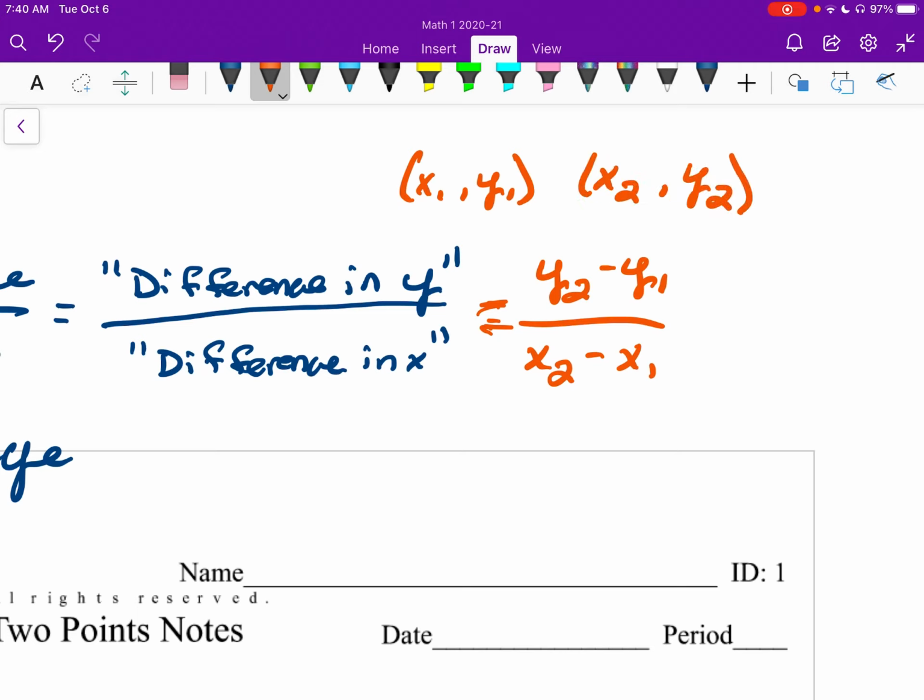So what this formula means: whenever you have the numerator there, y2 minus y1, it means how far apart are the y's. Another way of saying that is, what is the difference in y? And the bottom says the same thing. How far apart are the x's? What is the difference in x? Okay, so it goes right along with the verbal way to say it. But this is our actual formula.